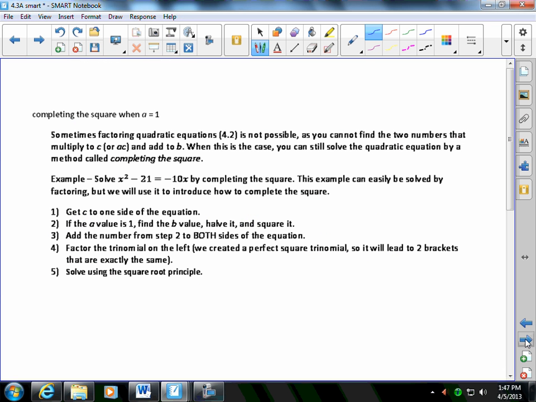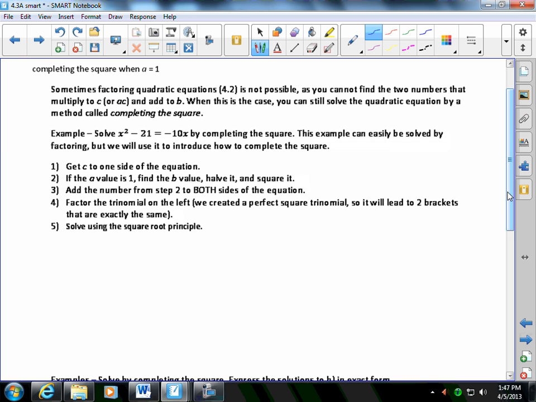Okay, but what if you don't? So it says sometimes factoring quadratic equations, like we did in the last section, 4.2, is not possible. Sometimes it's not as easy as just GCFing something and then doing product and sum, or difference of squares, or doing the decomp or slide and divide. So it says that you cannot find the two numbers that multiply to C, or A times C, and add up to B.